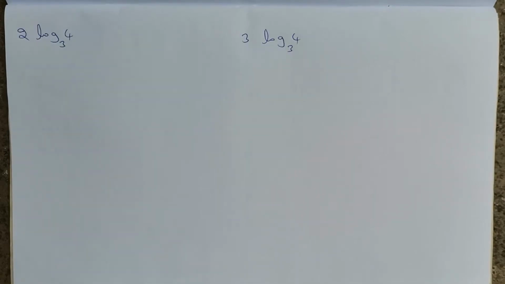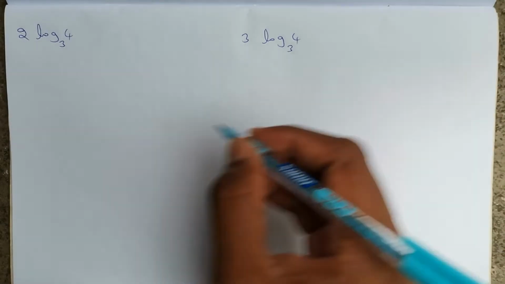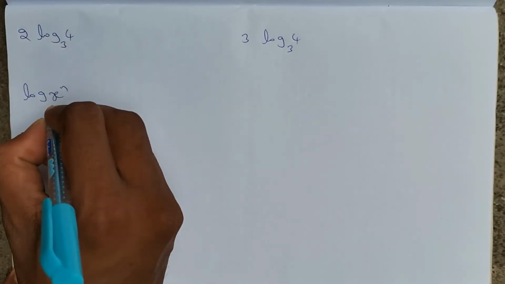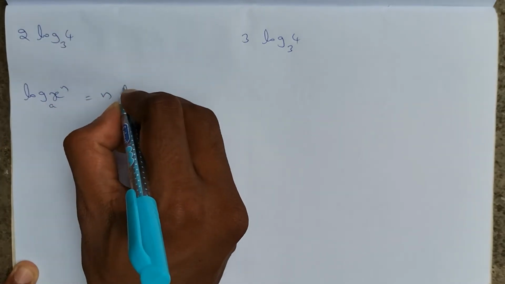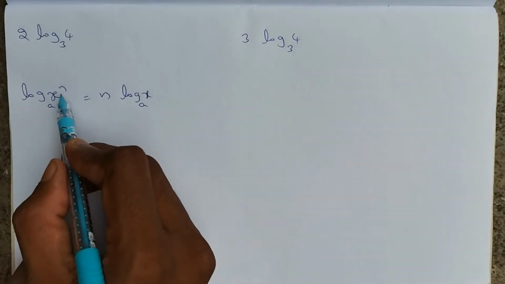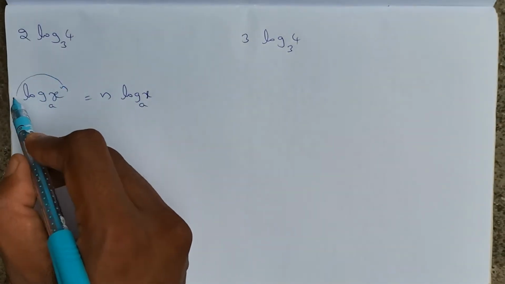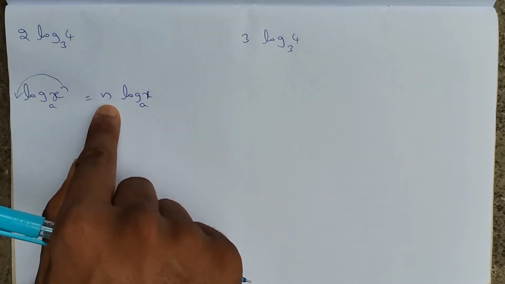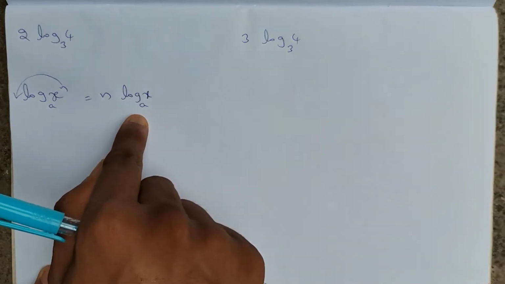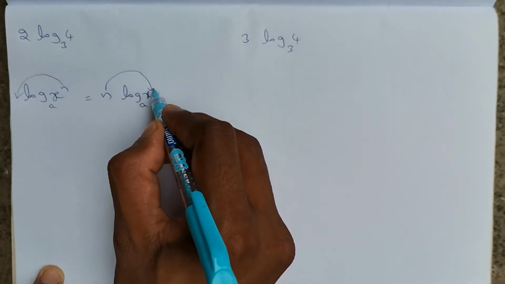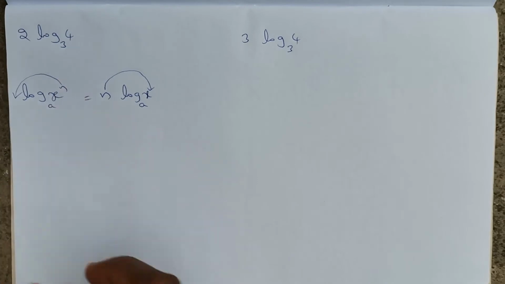Okay, now let us do the same formula in reverse. We have a formula like this: log x power n base a is equal to n into log x base a. If the power is here, we just took it to the front as it is. Now the question itself is in this form, n into log x base a. So simply we need to take this n as the power. So we get log x power n base a.